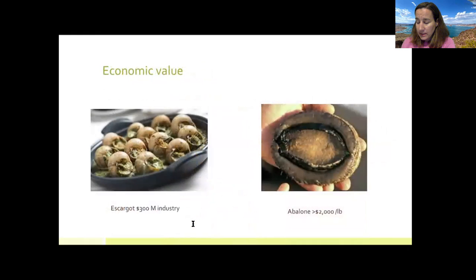These also have a large economic value, not into the trillions when we talk about the other massive impact, but 300 million is not something to snub your nose at. And that's just escargot. And if you have ever eaten escargot, it sounds disgusting, but I went to France and it was actually really good. Abalone has an insane price tag, often to the detriment of the organism. $2,000 a pound. That's crazy. So they do have most definitely economic value in gastropods in this class.